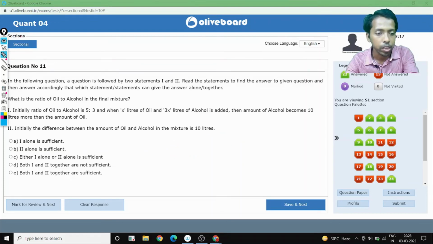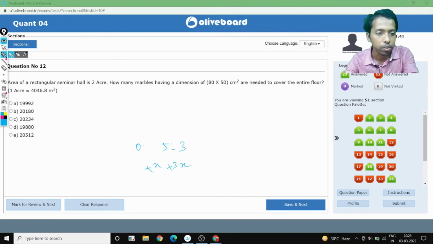Right. What is the ratio of oil to alcohol in the final mixture? Initially oil and alcohol are in 5:3, x liters of oil and 3x liters of alcohol added. The amount of alcohol becomes 10 liters more than the amount of oil, right? So initially the difference between the amounts... okay, so both should be needed here. The ratio of oil and alcohol in the final mixture, right? This is the difference, but this cannot be. So both we have to use here.